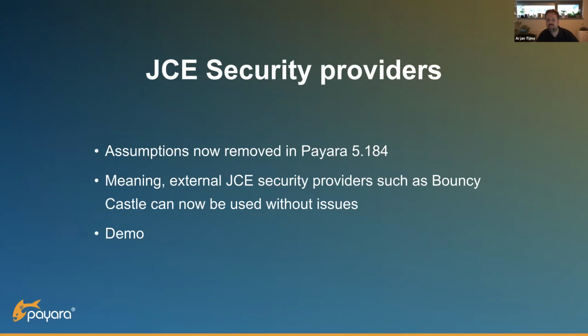And that practically means that external JCA providers, basically Bouncy Castle, but your own ones as well, can now be used basically without issues. So that's pretty good. I'll show a demo to see how it works. I'll switch to Eclipse.